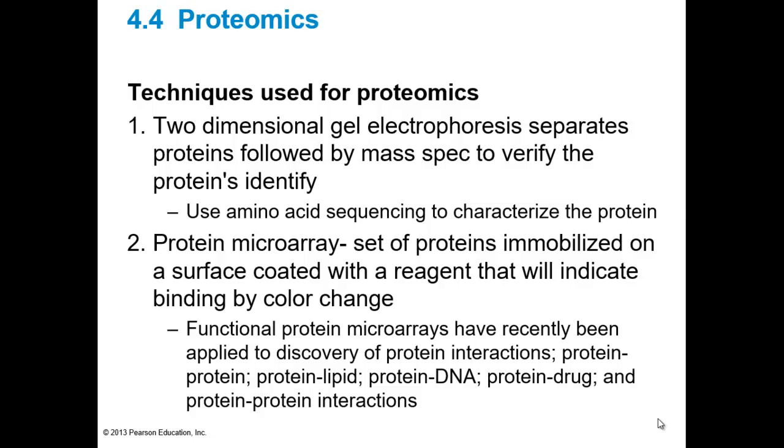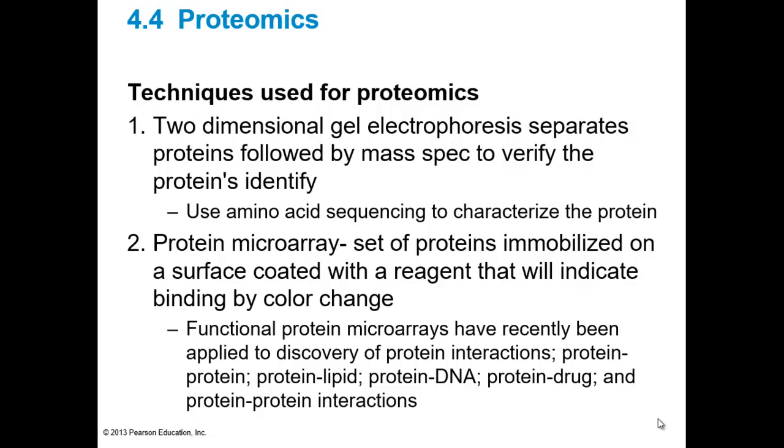The other way is to do a protein microarray, and this works a lot like a gene chip. So you just take a set of proteins and you immobilize them on a surface, and then you add a reagent that will indicate binding of the protein by color change. In doing this, you're not necessarily just looking at the proteins that are there, but you're looking at the way the protein interacts with different ligands.